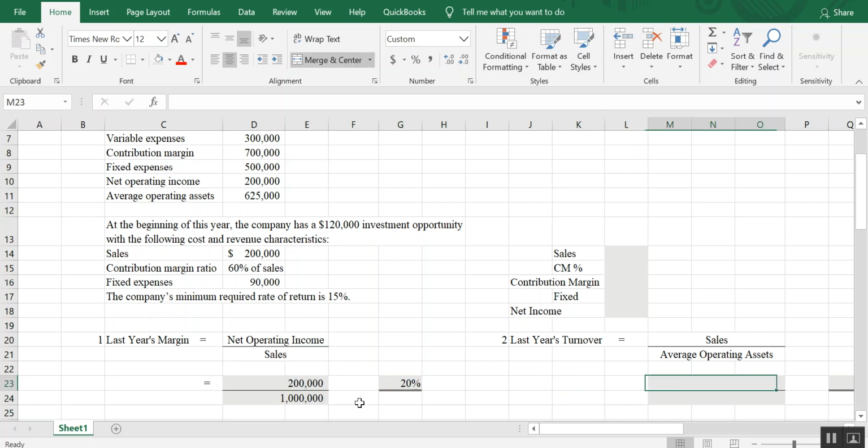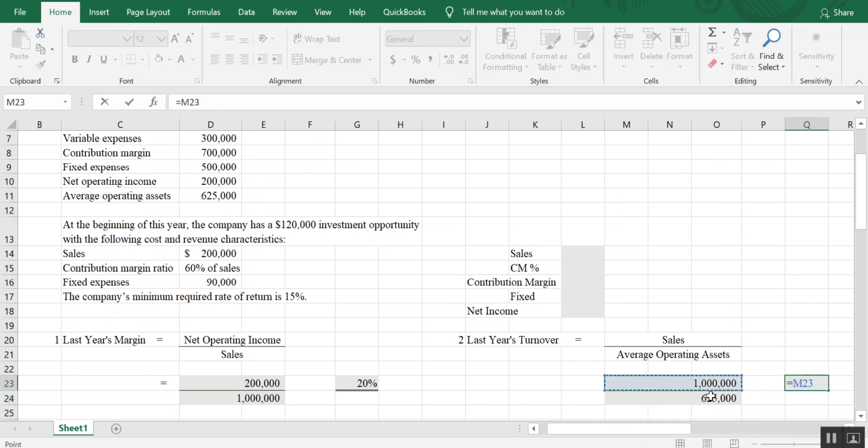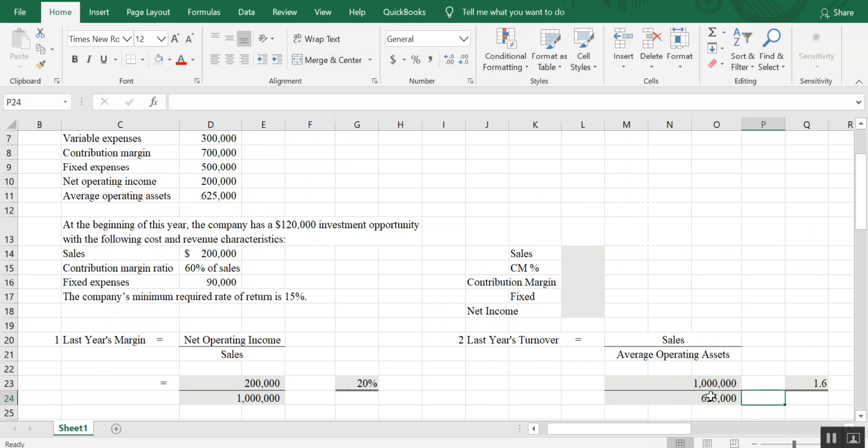Next, we are going to do the turnover, so we're going to look at last year's sales, which we already have right here, this $1 million. So we put that in. And then we're going to divide that by the average operating assets here of $625,000. We divide 1 million by 625, and our turnover is 1.6.